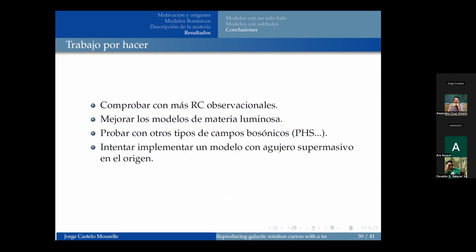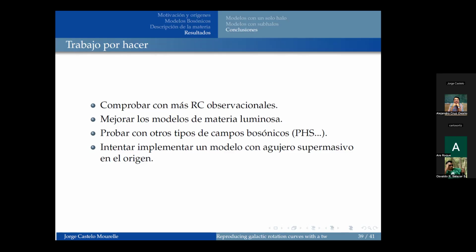And then, yeah, I think that we still have work to do, because we use a small set of galaxies, different galaxies, so as not to fall into the trap of only taking the ones that are good. But we studied like 12 galaxies, and we now can study more. Also employ better models for the luminous part. That would be an improvement.